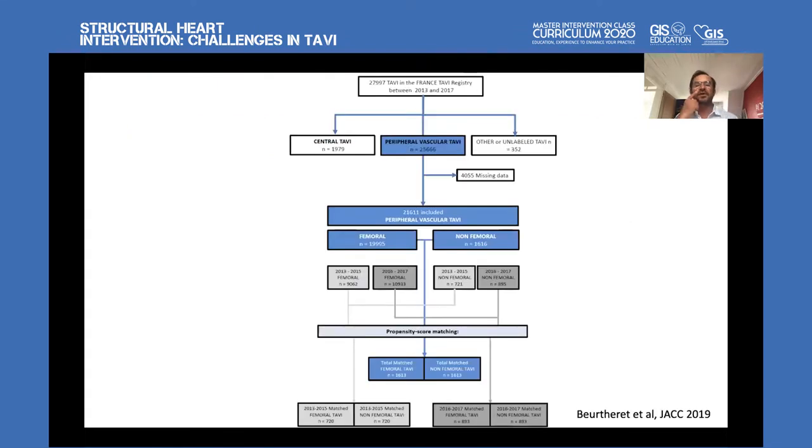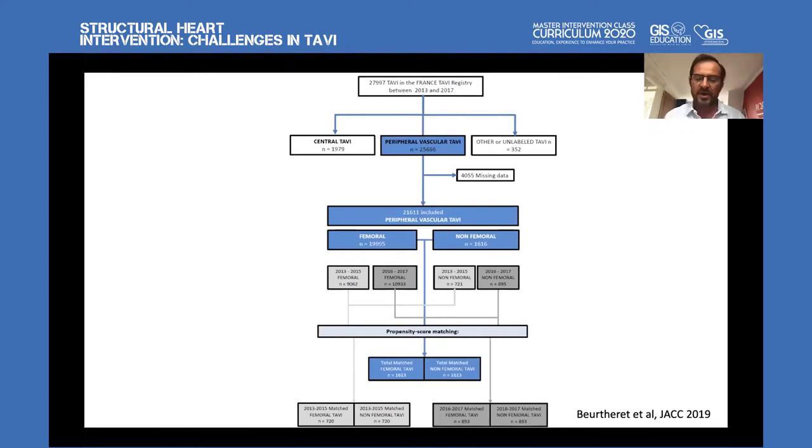So this is a study that we performed with the France TAVI registry and published in the JACC last year. In fact, 28,000 TAVI cases, and we compared two populations with propensity score matching. The first one is femoral TAVI, 1,613 patients, compared with non-femoral, that is carotid or subclavian. We excluded the central. And then we subdivided into two periods, 2013 to 2015 and 2017, because of the huge progress in the technology, considering that the earlier data may be worn out.